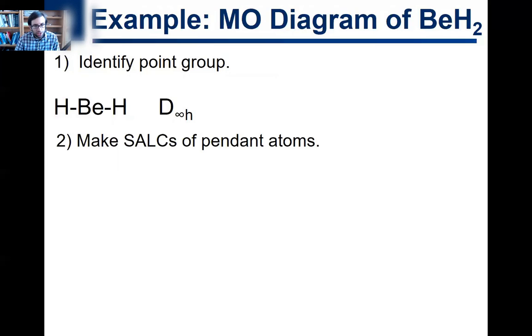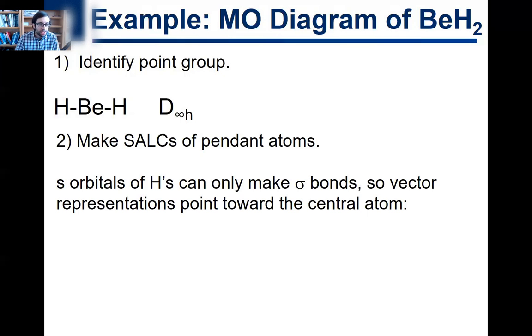Next, we need to make SALCs of the pendant atoms. Pendant atoms, again, just means ligands or non-central atoms. So those are going to be hydrogen. And we have to think about what atomic orbitals we care about for bonding. Now, we're talking about ligands that are hydrogen. Hydrogen just has one s orbital. That's the only atomic orbital that's in the valence regime, right? There's no 2s, 2p. So all we care about is the 1s orbital. So we only care about the s orbitals of hydrogen.